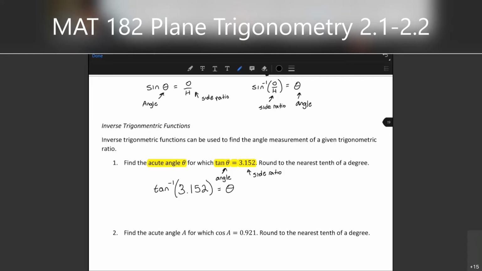If we're in degree mode, we'll try to work this out. If you want to do the tangent inverse, you'll have to press second and then hit the tangent button, second tangent. That will give you the tangent inverse to input your side ratio. Take a moment and put in tangent inverse, so second tangent, and then type in our side ratio.